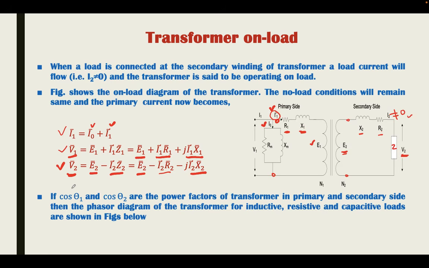Now, if cos theta 1 and cos theta 2 are the power factors of the transformer on the primary and secondary side, then the phasor diagram of the transformer for inductive, resistive, and capacitive load can be drawn.